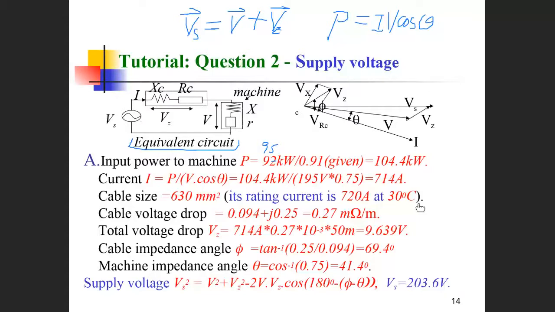Okay, so for this cable, you can check the cable voltage drop per ampere per meter. The resistive voltage drop is 0.094 millivolts per ampere per meter. The reactive voltage drop is 0.25 millivolts per ampere per meter. The Z value is 0.27 millivolts per ampere per meter.